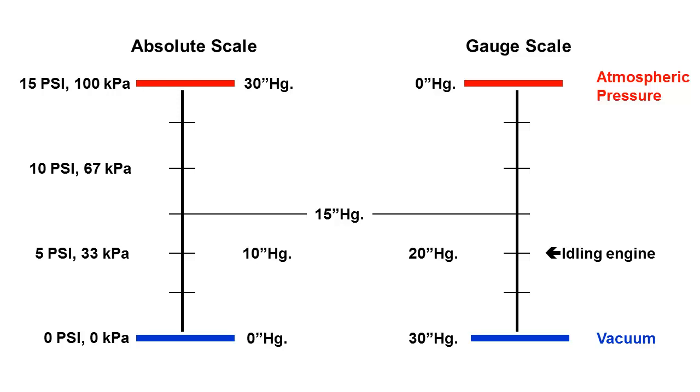Where a manifold absolute pressure sensor or MAP sensor is used, values may be expressed on the absolute or gauge scale. If scan data indicates MAP, it's typically on the absolute scale. If scan data indicates vacuum, it's typically on the gauge scale.